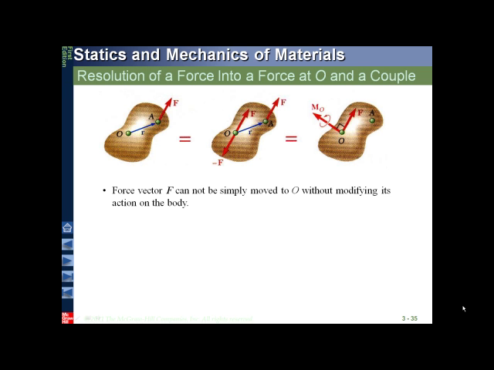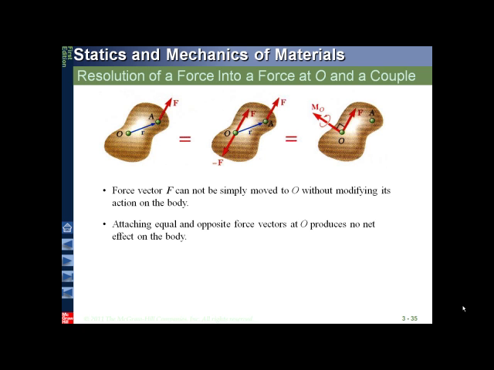This slide is talking about how, and you'll see this in some of the problems we work, sometimes we're trying to come up with equivalent systems. An equivalent system is a system that does the same thing as the original system. In that first slide, you've got a force and a position vector r. So that rigid body is acted upon by a force F and some moment occurring about point O.